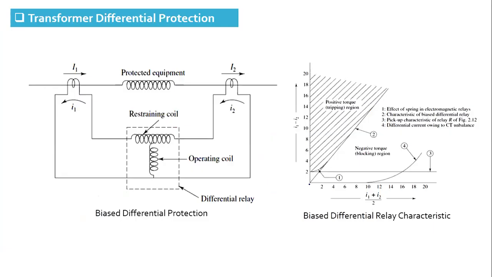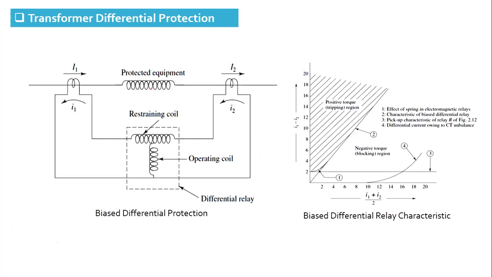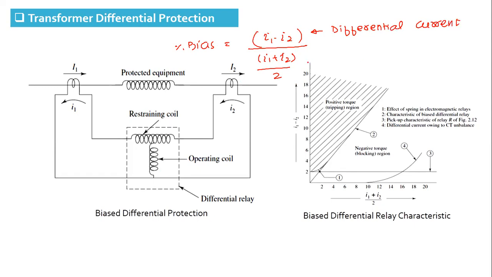So we know that transformer winding is protected against short circuit using the bias differential relay, and we have studied the operation of the bias differential relay. That bias differential relay has two settings: basic setting and bias setting. So this is the percentage bias setting you can see, where this is called the differential current, and this is called the average restraint current.